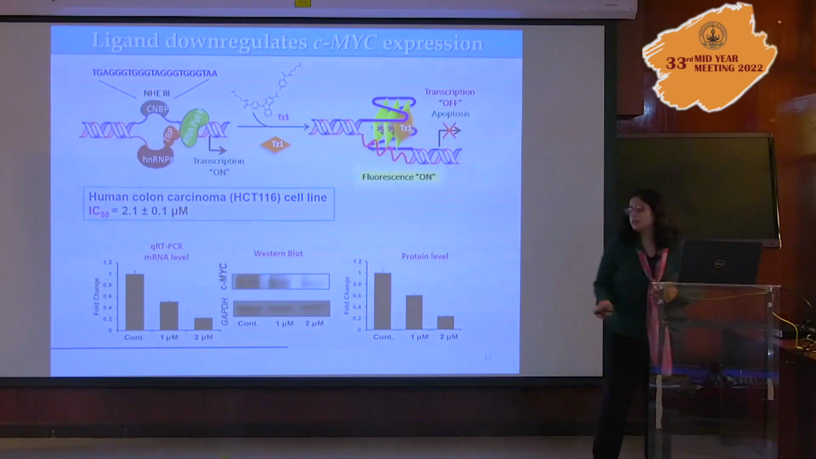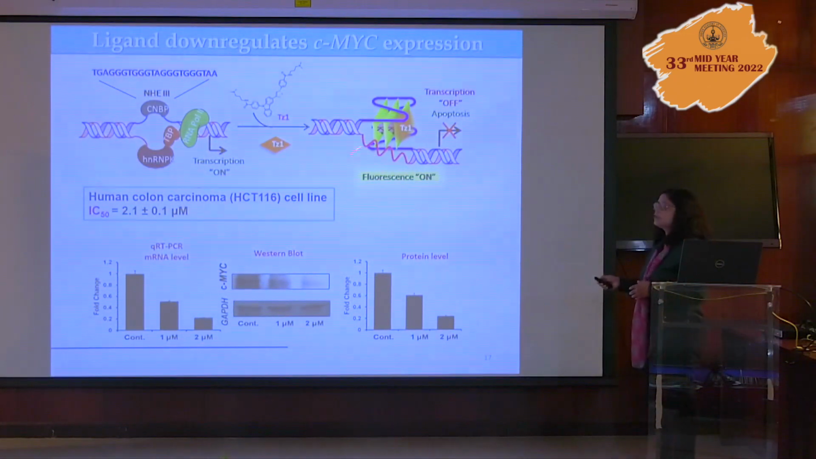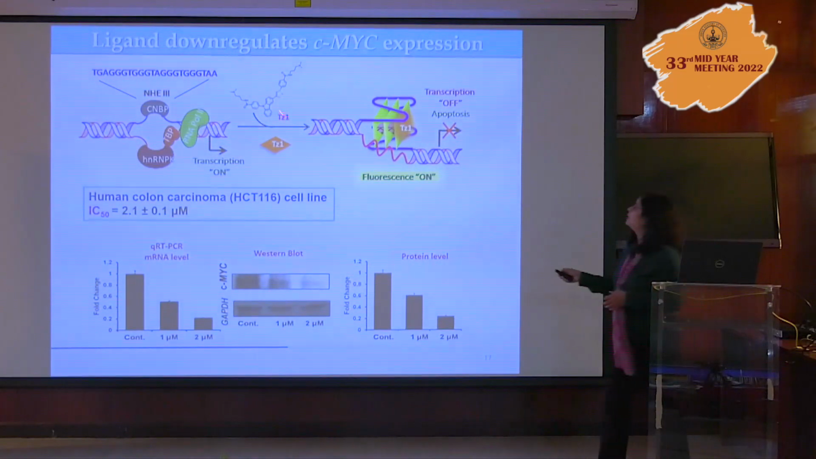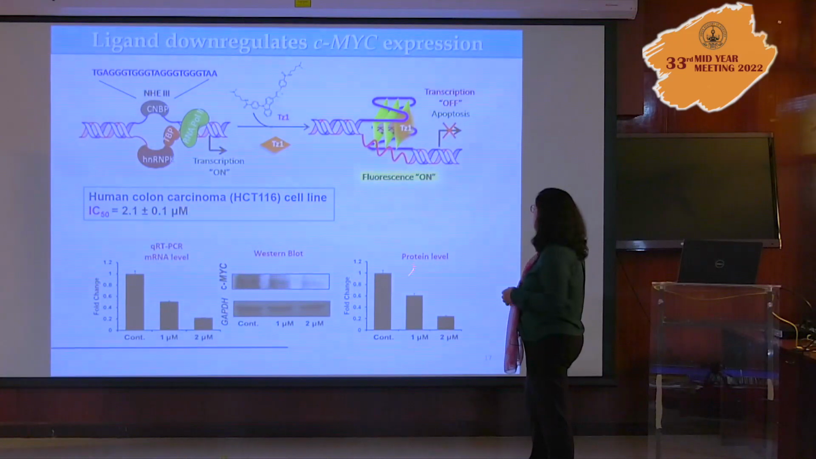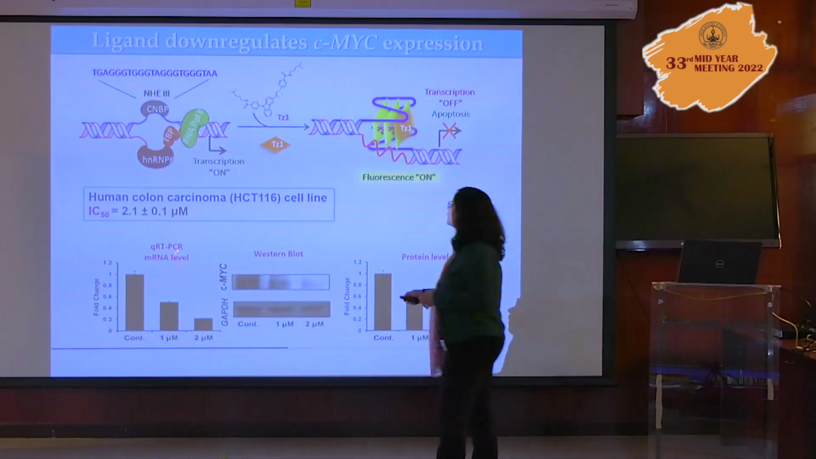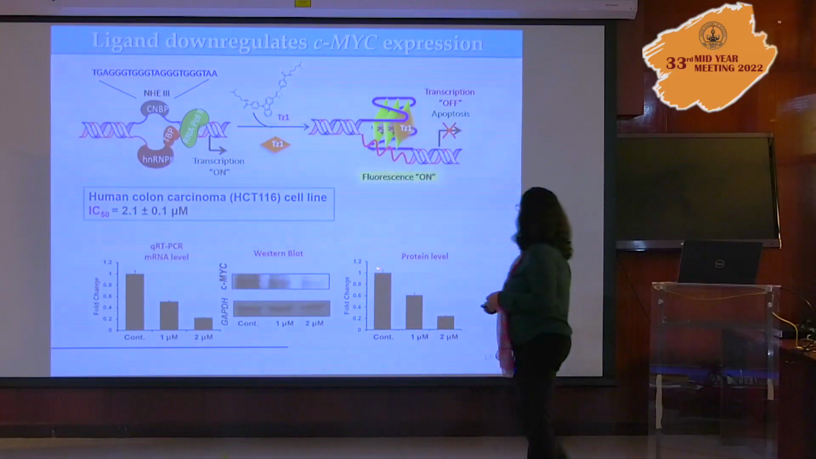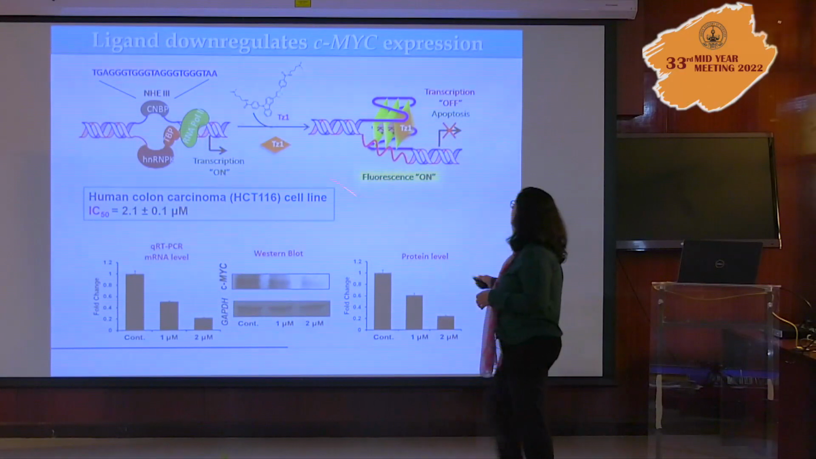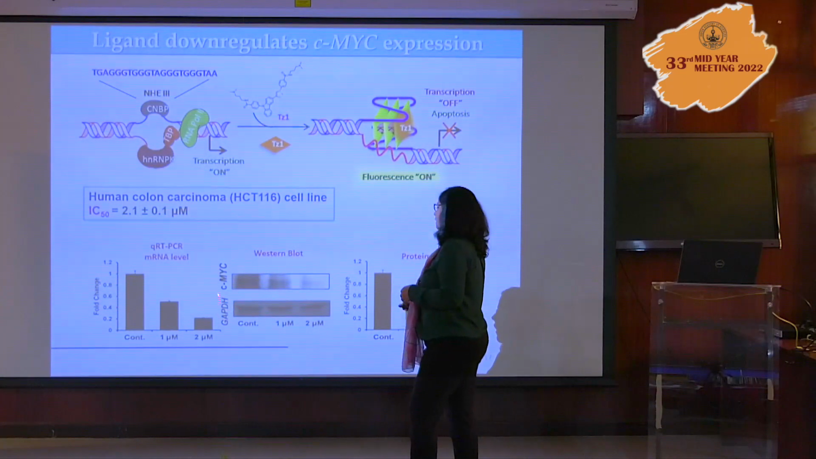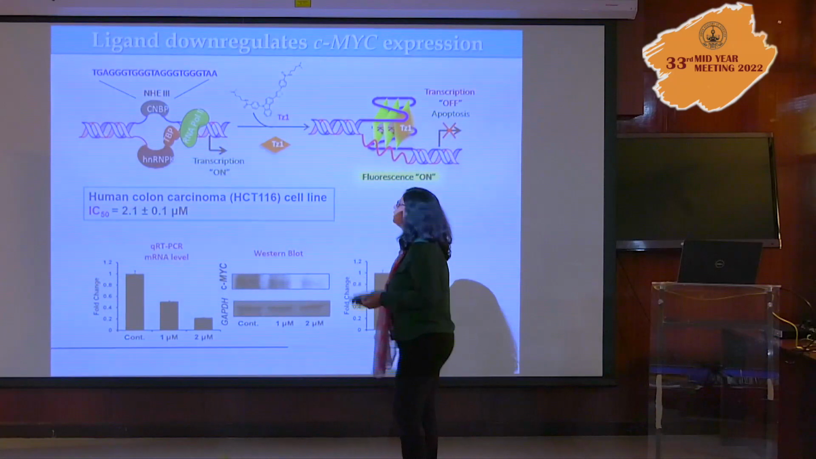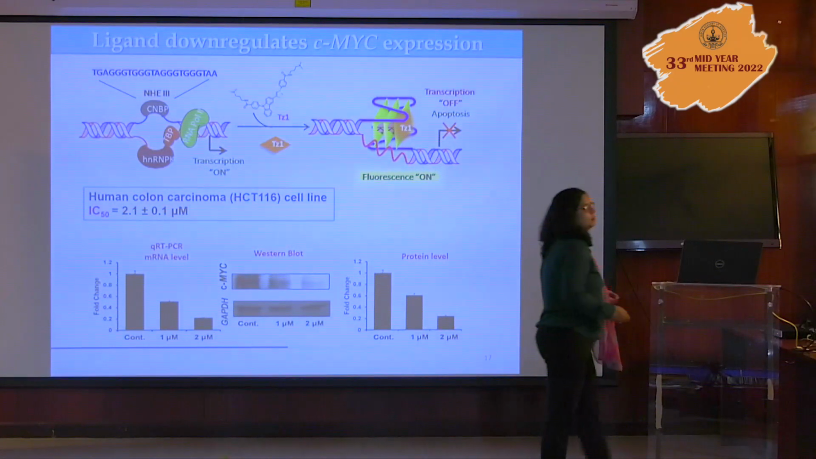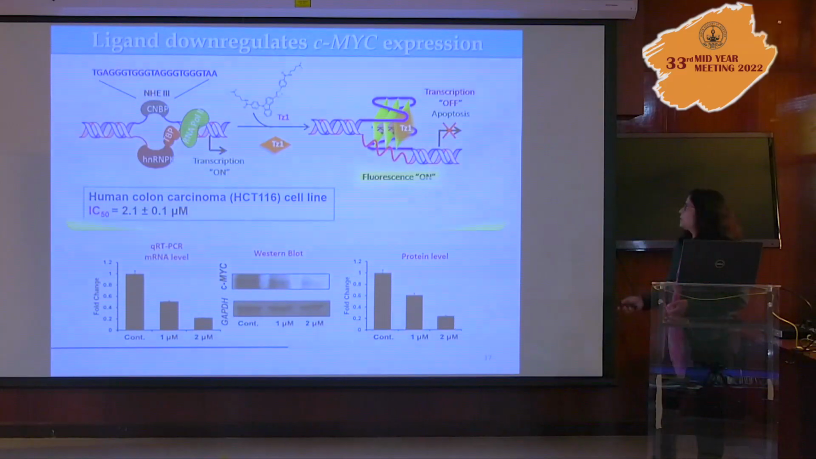Next, we studied its effect on the regulation of c-MYC gene expression. This ligand could reduce c-MYC expression in a dose dependent manner. We carried out both qRT-PCR and Western blot, which show that it reduces the mRNA and protein levels in a dose dependent manner without reducing the expression of the control gene GAPDH, and it can also selectively kill the cancer cells and not the normal cells.